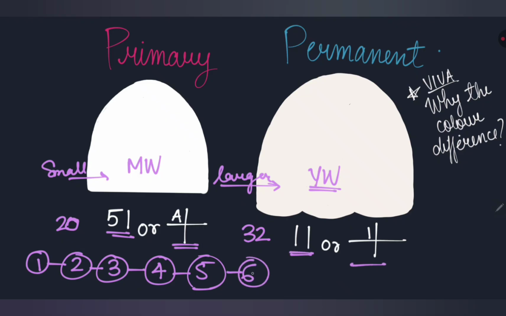The last factor, what did we see? We saw the sequence of eruption. So the sequence of eruption, we remember it. For primary, it is AB, DCE for both maxilla and mandible. And for permanent, it is 612, 453, 78 for maxilla, and 612, 345, 78 for mandible.